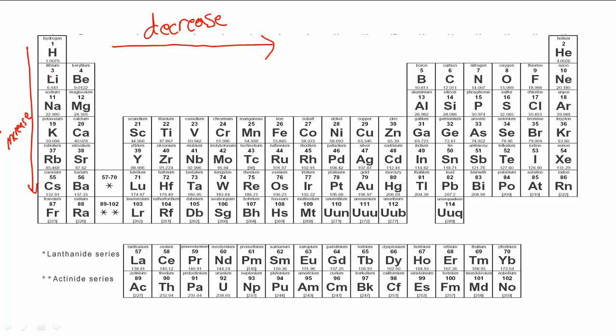So as I go down, these elements get bigger and bigger and bigger. The distance between the nucleus and the outermost electron increases. So Na has a bigger atomic radius than Li, K has a bigger atomic radius than Na, and so on and so forth.